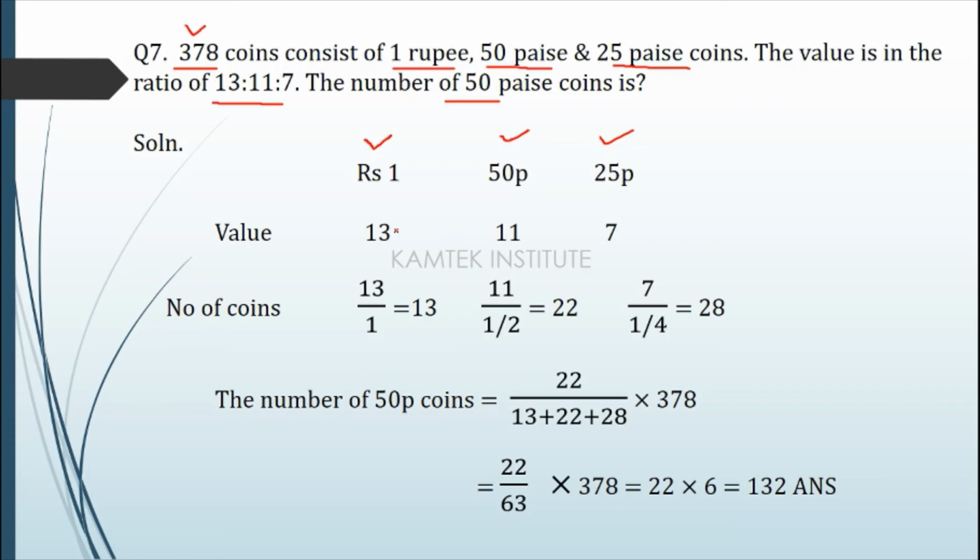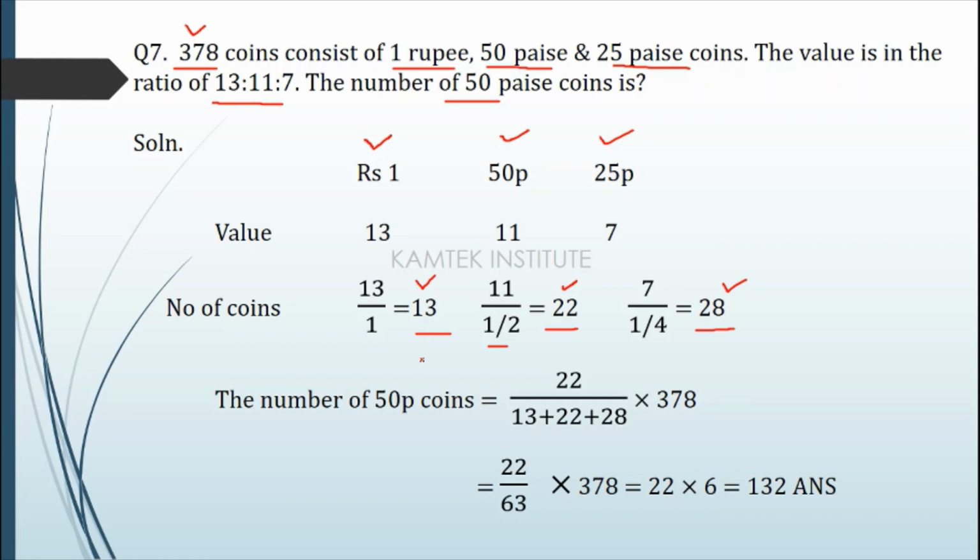So for rupee 1, the ratio is 13 in terms of value, so we divide by 1 because it is already rupee 1, so it comes to 13 divided by 1 is 13. Then for 50 paisa coins, the ratio in terms of value is 11. So to convert this 50 paisa into rupee 1, it is to be divided by half. When we divide 11 by half, 2 goes up in the numerator and we get 22. Then for 25 paisa coins, the value ratio is 7. So to convert into rupee 1, we have 7 divided by 1 upon 4 because it is 1/4 the value of rupee 1. So when we divide by 1 by 4, 4 goes up in the numerator, we get 7 into 4, that is 28. So in terms of number of coins, the ratio of all the three is 13 is to 22 is to 28. I hope it is clear till here.